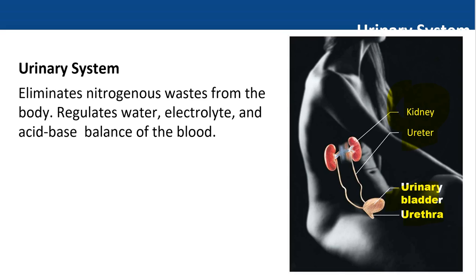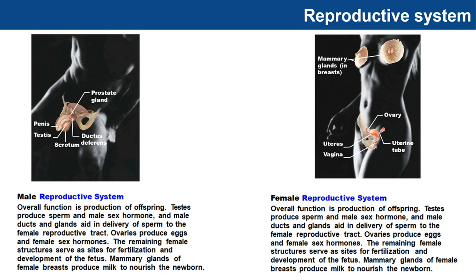And the next system is the reproductive system, which includes the male reproductive system and the female reproductive system. Their role is to produce offspring. The male testis produces sperm, and in the female we have the ovary, which is going to produce oocytes, or female sex cells.